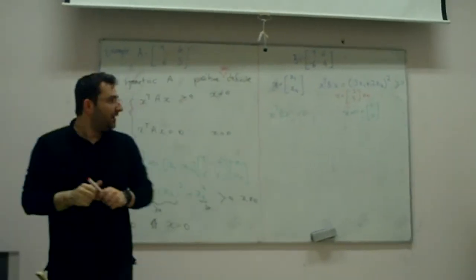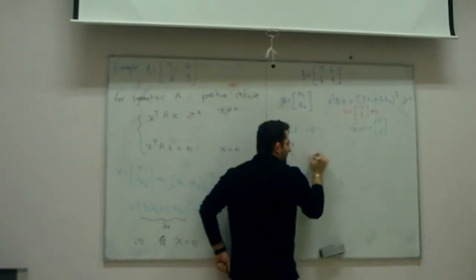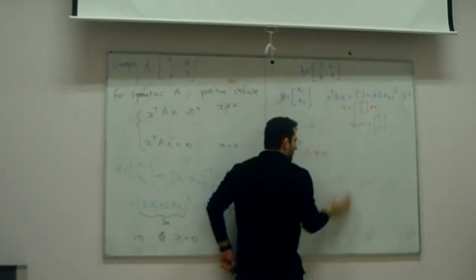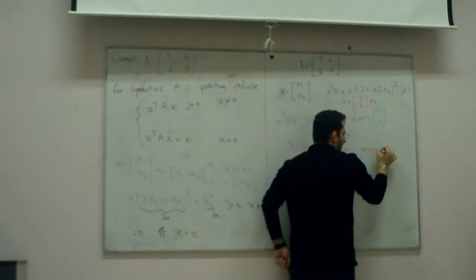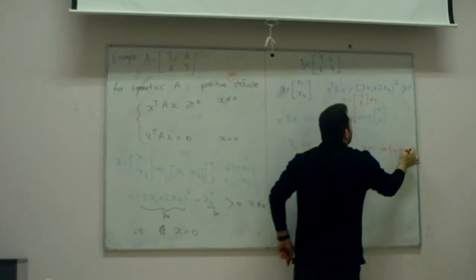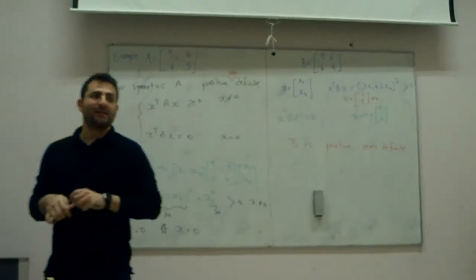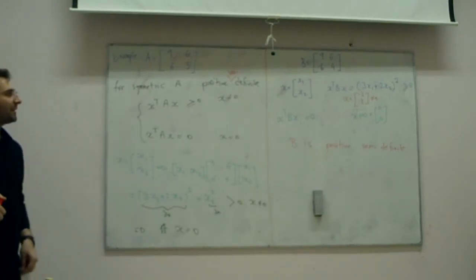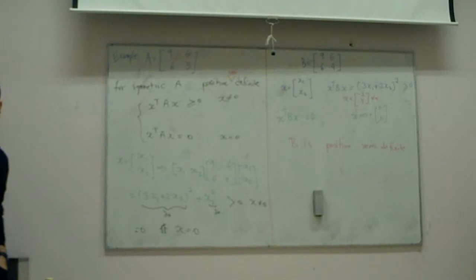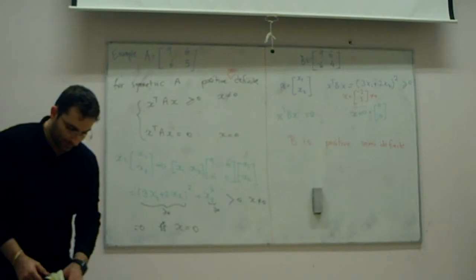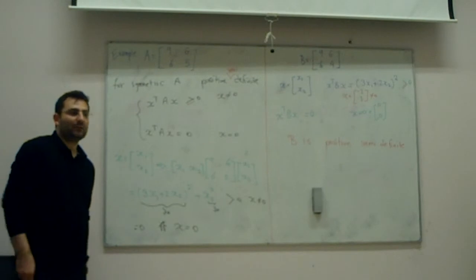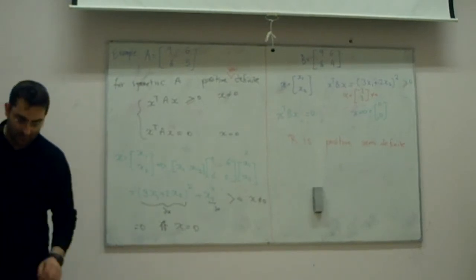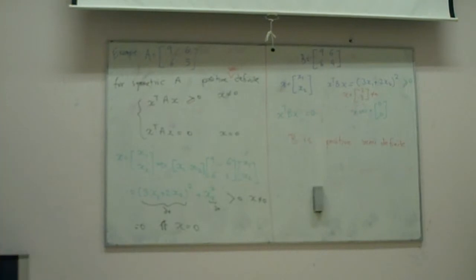So we see that here B is positive semi-definite, because we find an x whose result is 0, but x is not 0 itself. If the result would be negative, then it's not positive definite or positive semi-definite at all.